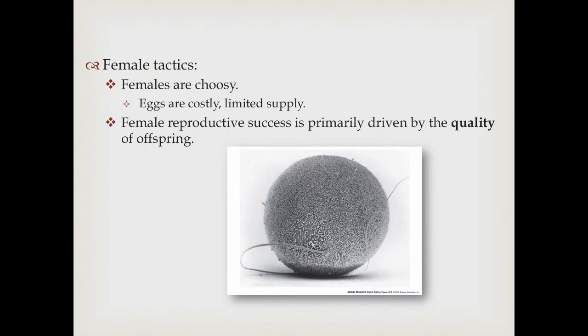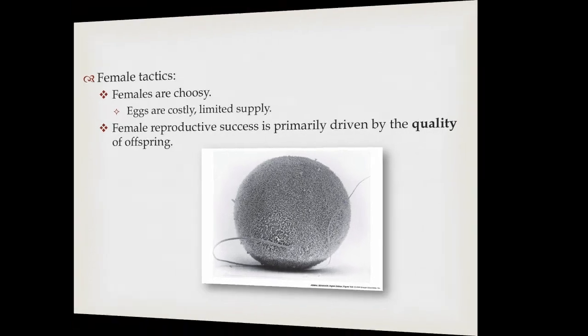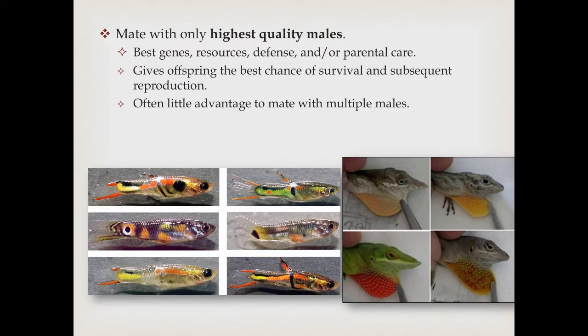Well, let's look at it from the perspective of females now. Females are typically very choosy. Each of the eggs that they produce is costly, and they have a limited supply of them. So female reproductive success is not driven as much by quantity like it is in males, but now, since you're limited in number, reproductive success is driven by quality of the offspring produced, which means you need to make sure that you use your valuable eggs and only combine them with the most valuable sperm possible. So they only want to mate with the highest quality males.